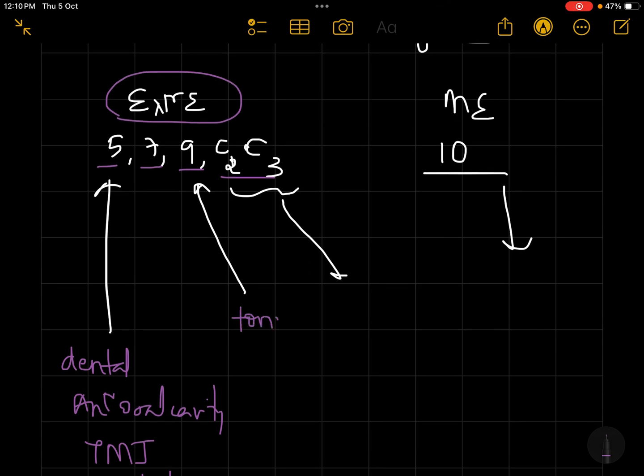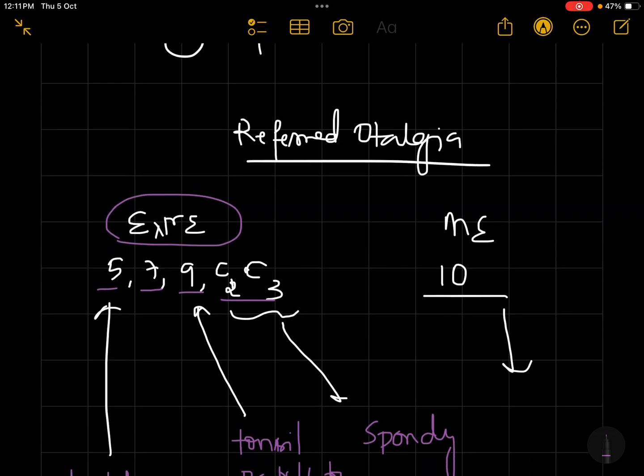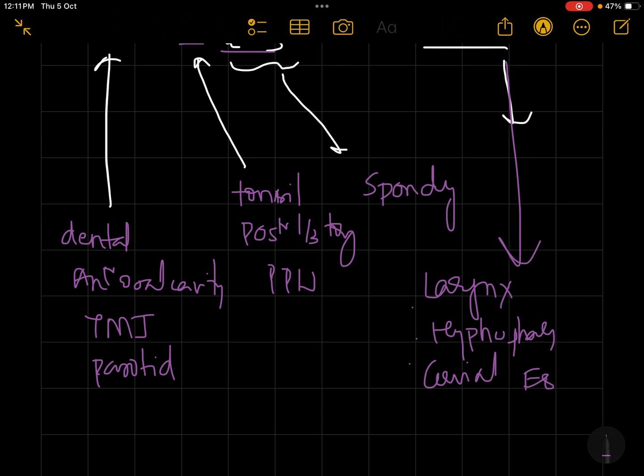Any inflammation or infection in the tonsils, posterior 1/3 of the tongue, or posterior pharyngeal wall is supplied by the glossopharyngeal nerve, which will refer the pain to the external ear. C2, C3 spondylitis is referred to the ear via the greater auricular and lesser occipital nerves. The middle ear is also supplied by the 10th cranial nerve, the Arnold nerve. That referred pain originates from the larynx, hypopharynx and cervical esophagus.